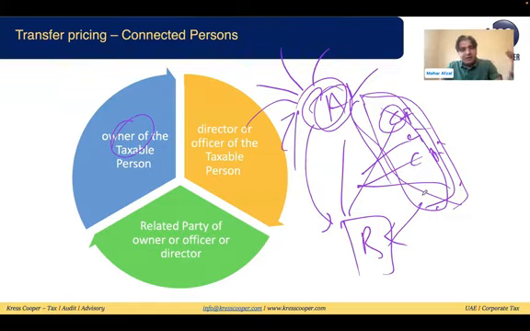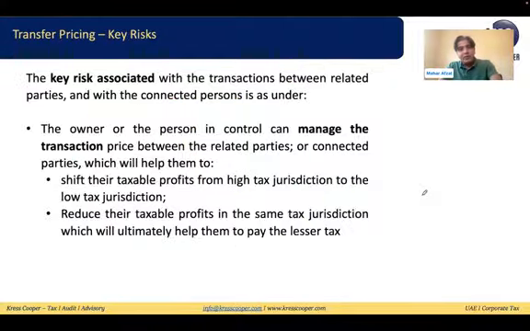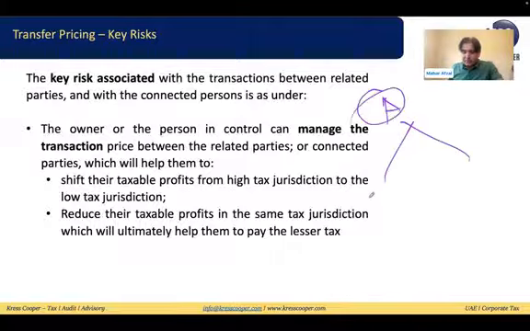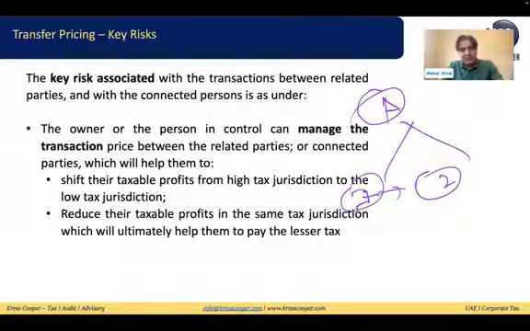So till now, we have learned what the related parties are, what the connected persons are, and what transfer pricing is. Now we're going to discuss what the risk is. As I discussed in the very beginning, A can manage the transaction, because if A is the owner of company 1 and company 2, A can manage the price between 1 and 2.